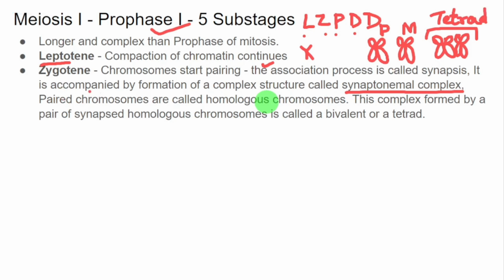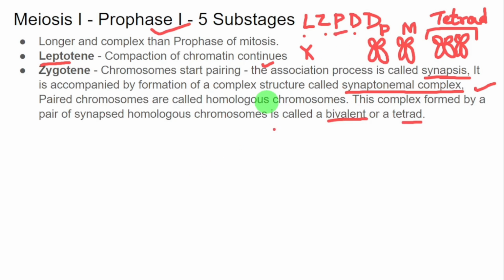So for zygotene, the term which you should remember is synapsis. What is synapsis? The process of association or pairing. In very simple English, synapsis is pairing. And synapsis is possible because of the synaptonemal complex. Then what else? The pair of synapsed homologous chromosomes is called bivalent or tetrad. So this is the highlight of zygotene.